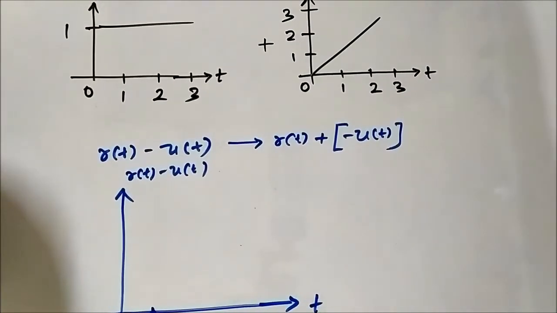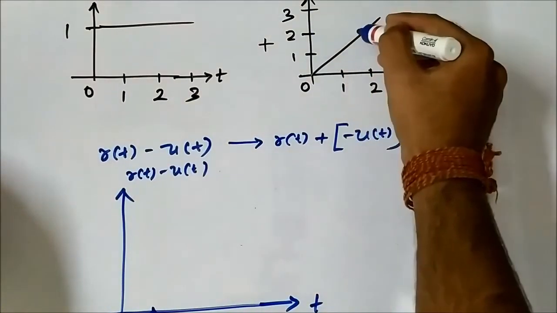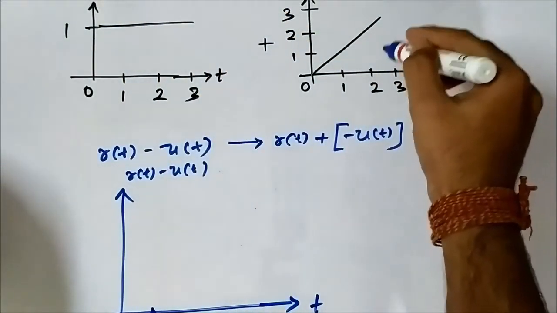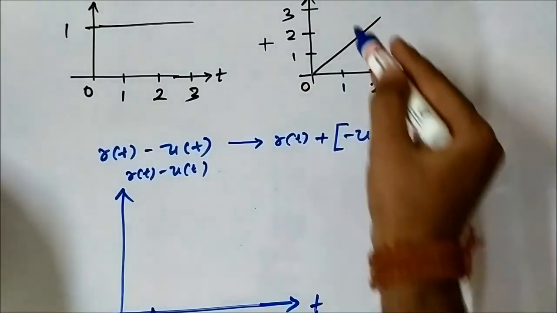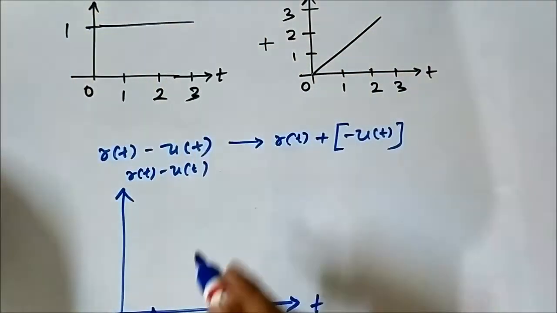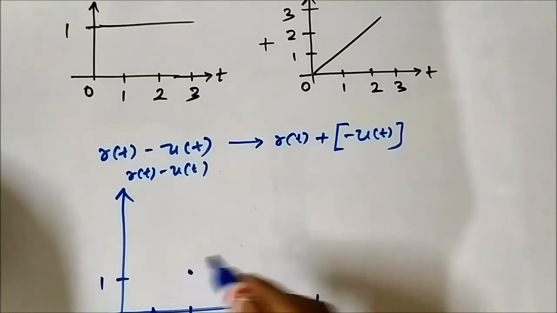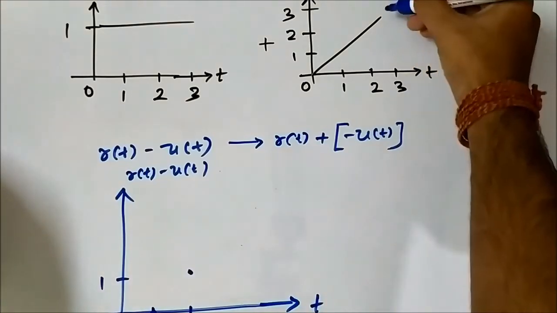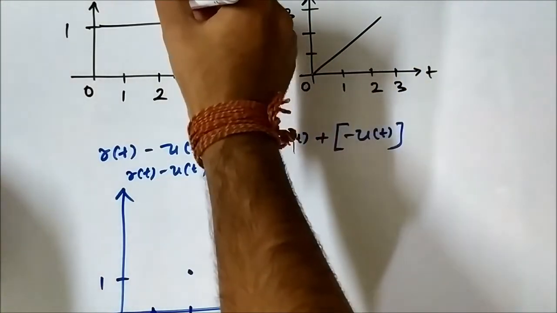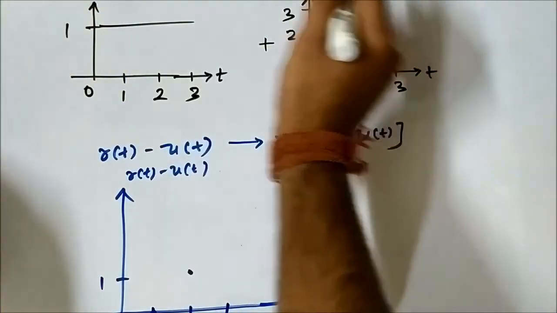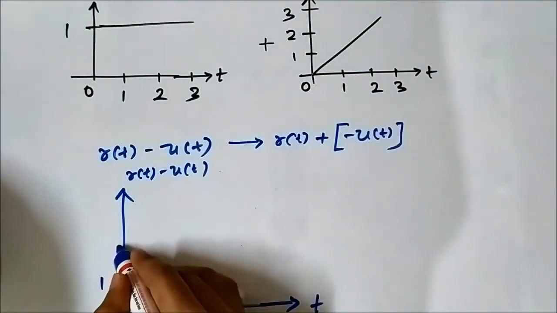Then at t equals to 2, the amplitude of RT is 2, but here it is 1 because it is constant. So here it is 2 minus 1, which is 1 again. At t equals to 2, it is 1. Then at t equals to 3, it is 3 for RT, but here it is still 1. So at t equals to 3, it is 3 minus 1, which is 2.